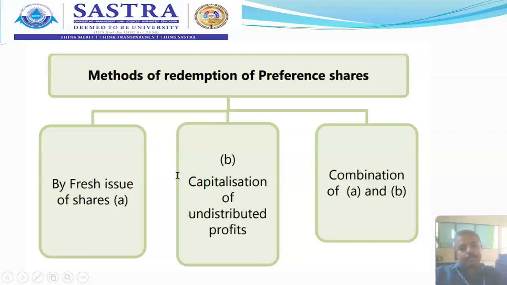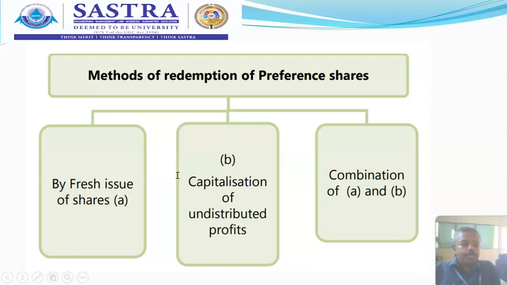So it can be concluded that the gap created in the company's capital by the redemption of redeemable preference shares must be filled in by, first, the proceeds of a fresh issue of shares; second, the capitalization of undistributed profit; and third, a combination of either a fresh issue of shares or the capitalization of undistributed profit. So here these are the three methods of redemption of preference shares.